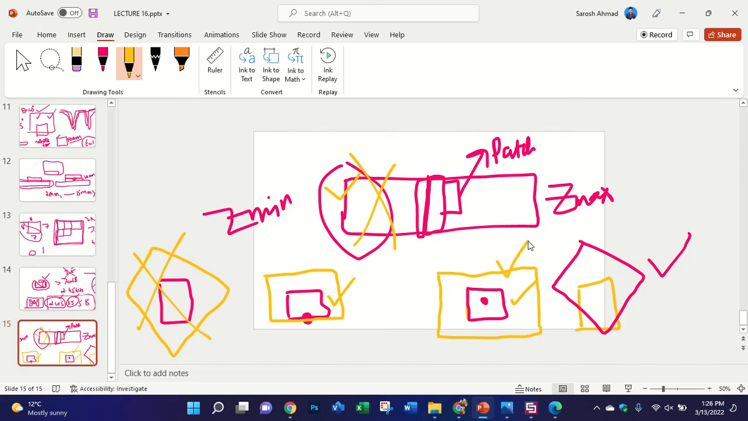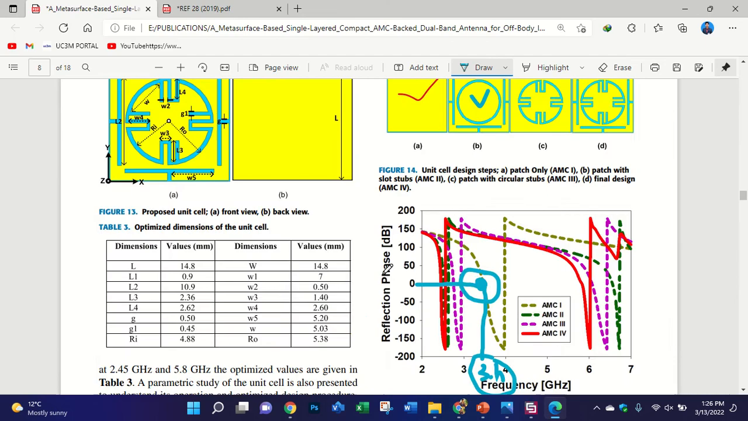I faced a problem of a single frequency band, so I neglected this one. I tried this one, and I did not get good results either. So I tried this one, and I got good results. So you need to try multiple times. Even you need to increase the length, I mean the distance.